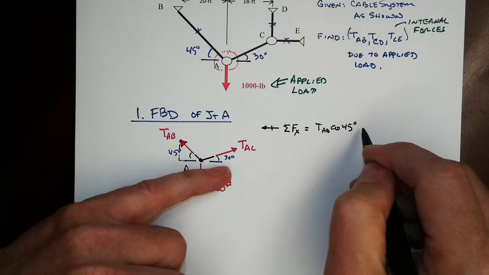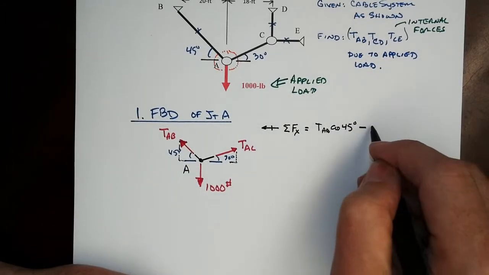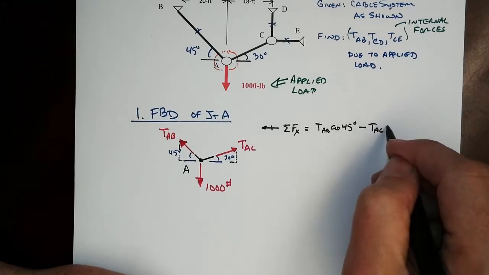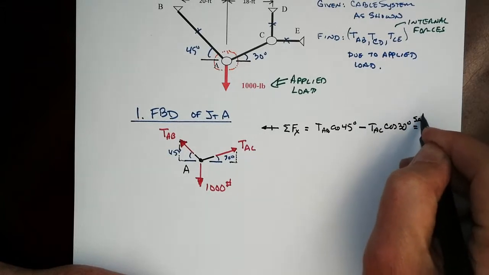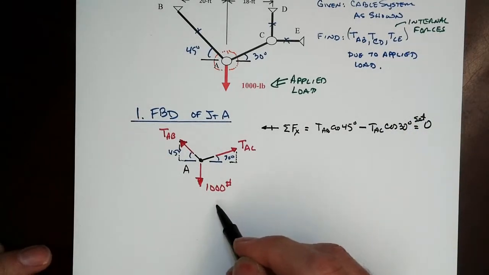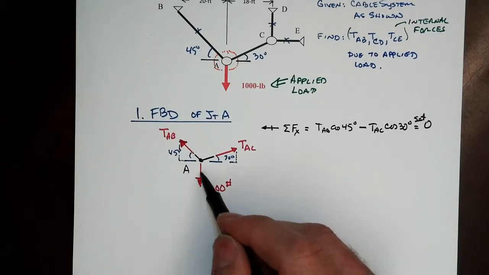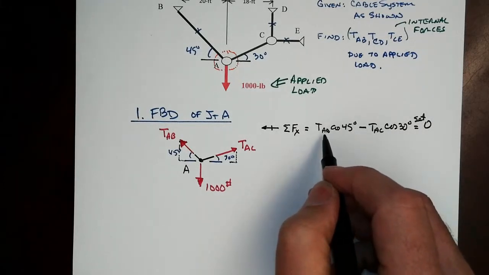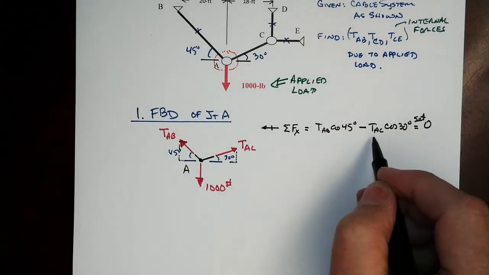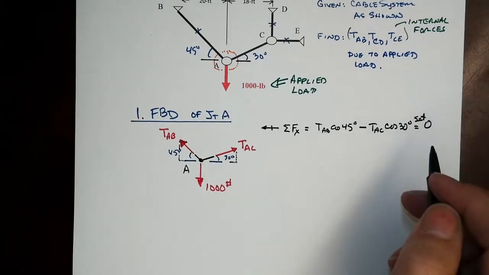And then we've got the x component for AC going in the other direction, so that's minus TAC times cosine of 30 degrees, set equal to 0. I didn't include the 1,000 pounds. I don't even have to write it in because cosine of 90 degrees would be 0. There is no x component to the 1,000 pounds. Notice the x component of AB has to equal and be opposite of the x component of AC in order for there to be equilibrium in the horizontal direction.